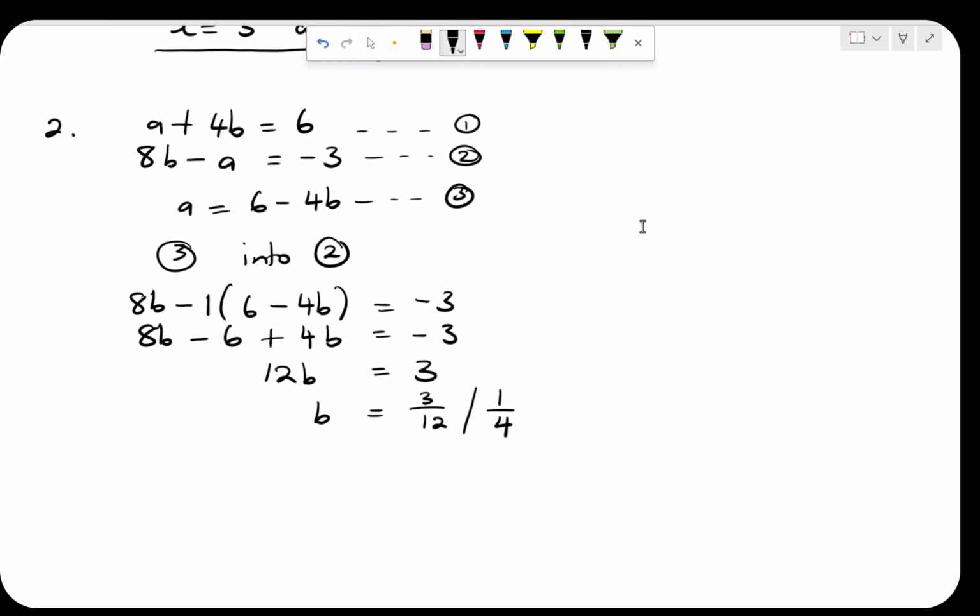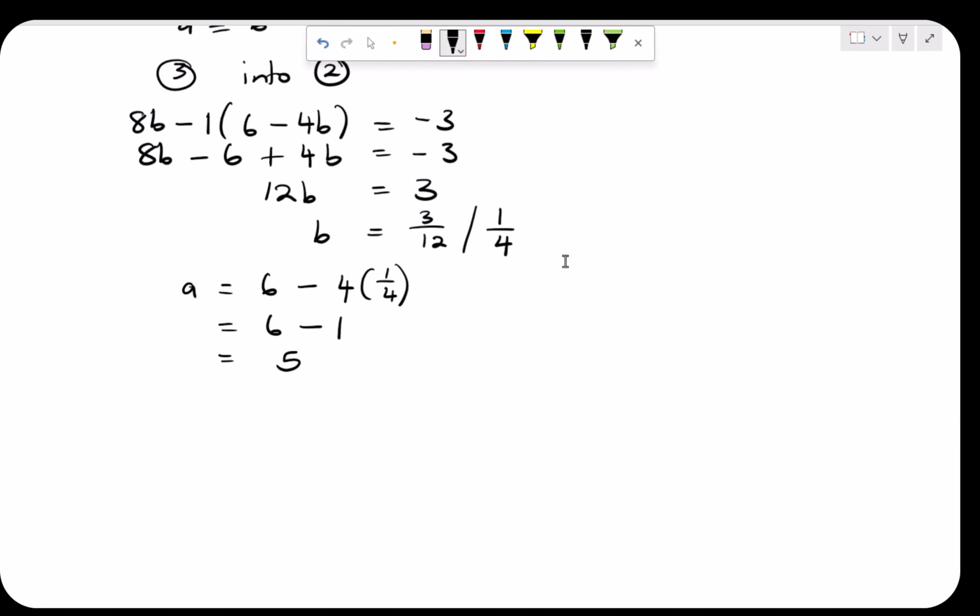Then we substitute b into equation number 3. So we always use the third equation that we would have created. So that gives us a is equal to 6 minus 4 multiplied by a quarter. And we get 6 minus 1, which is equal to 5. So the two solutions that we want are a is equal to 5 and b is equal to a quarter.